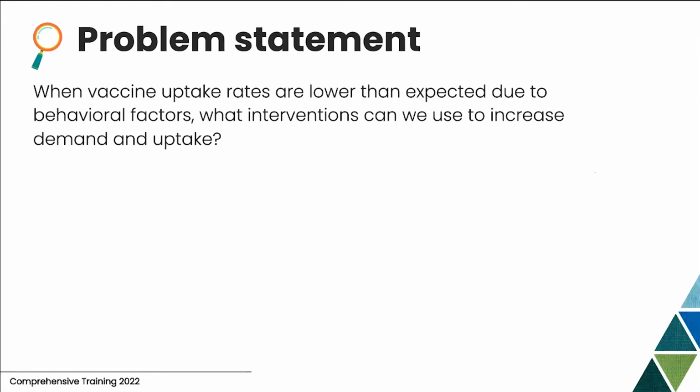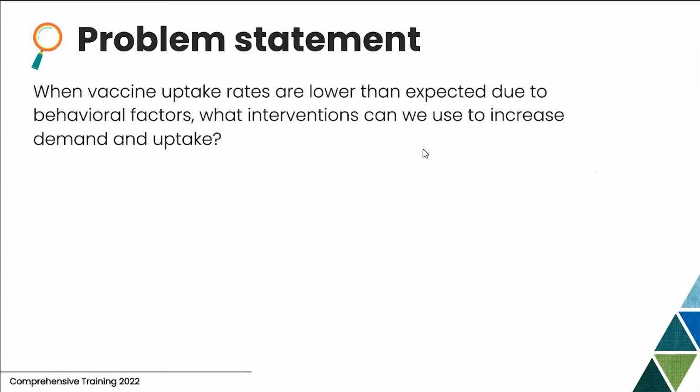So what is our core organizing problem statement when we're thinking about behavioral interventions? Well, when vaccine uptake rates are lower than what we expect, and we know that some of these factors are due to behavioral or social drivers, what interventions can we use to increase vaccine demand and uptake?